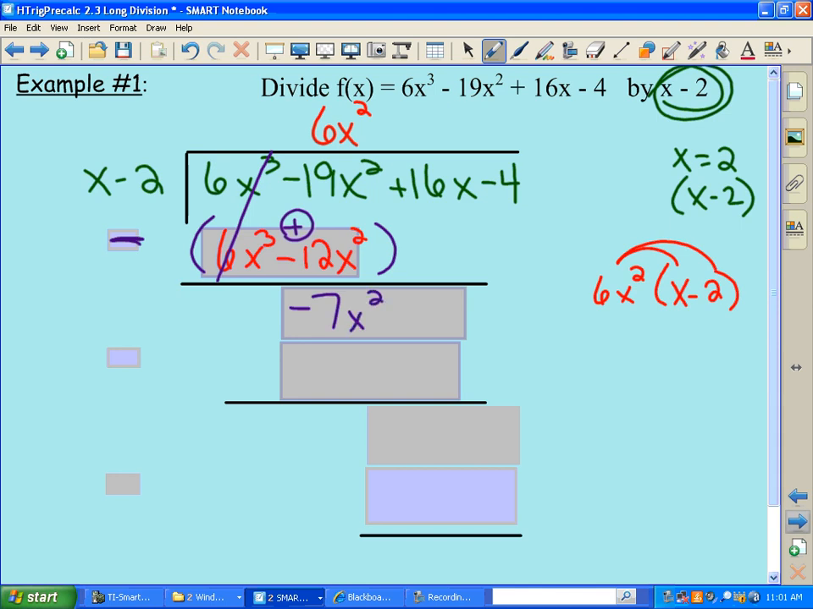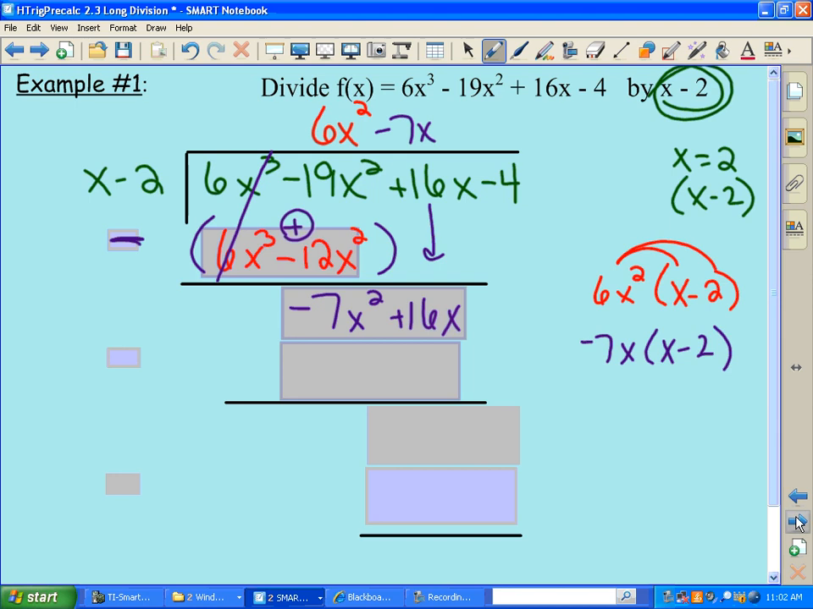Now I bring down my next term, so I'm going to pull this down, 16x. And we're going to start the process over, only looking at x. Now I'm trying to make it into a negative 7x squared. So ask yourself, what would you need to multiply it by, if you have an x, to make it negative 7x squared? And that would be a negative 7x, because I already have one x, so I need another one to make it x squared.